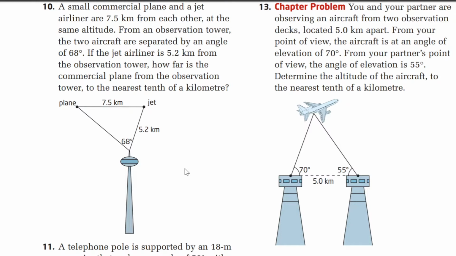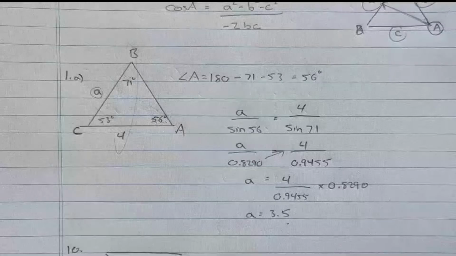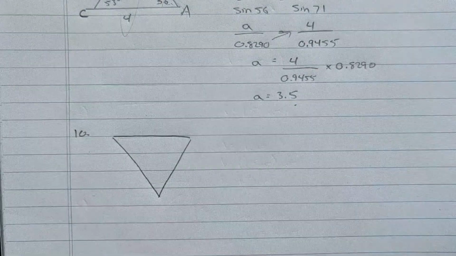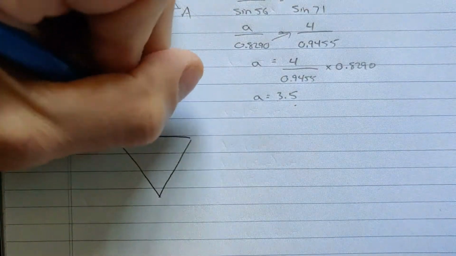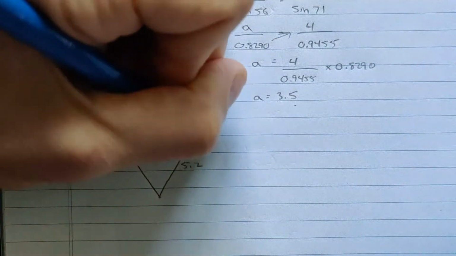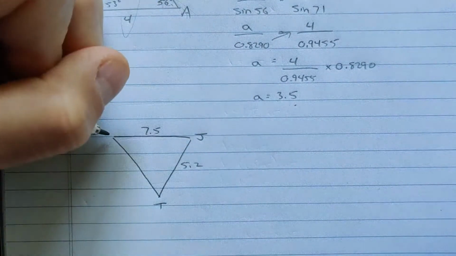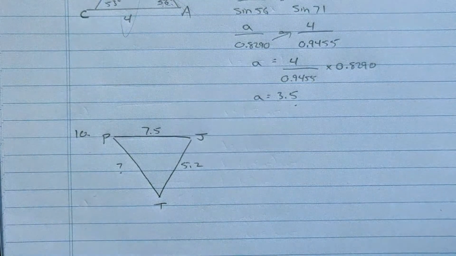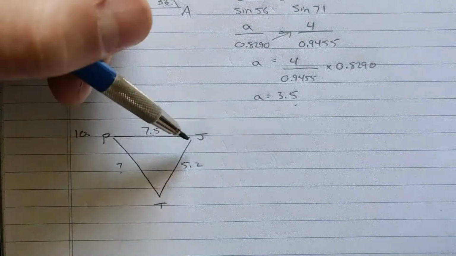I'm just going to quickly draw this out. So we had 7.5 along the top here. We had 5.2. We had the jet here. We had the tower here. And then our plane over here. And this is what we're trying to find. But again, we don't have this value.